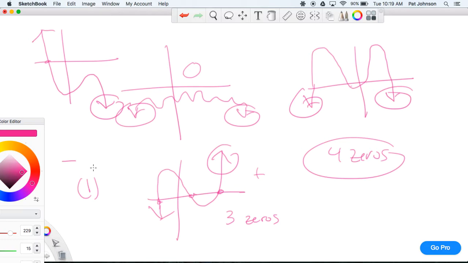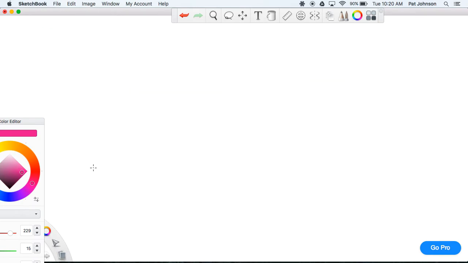In B, they go in opposite directions. So as x approaches positive infinity, f of x approaches negative infinity. As x approaches negative infinity, f of x approaches positive infinity. It's going to have an odd degree. Its lead coefficient is going to be negative because the end behavior goes down. And it's got 1, 2, 3, 4, 5 real zeros, which is an odd number, which goes with our odd degree. All right.